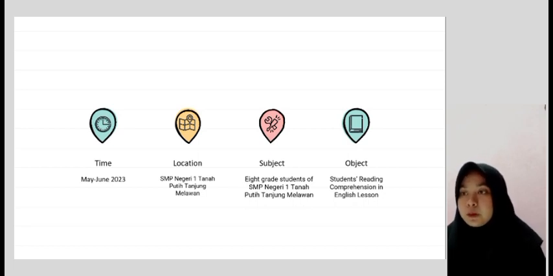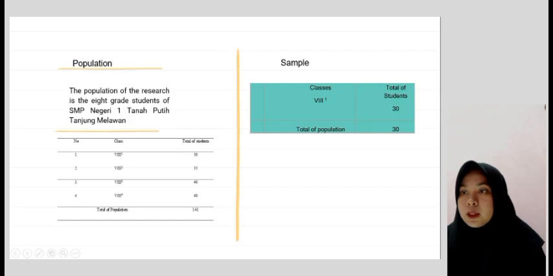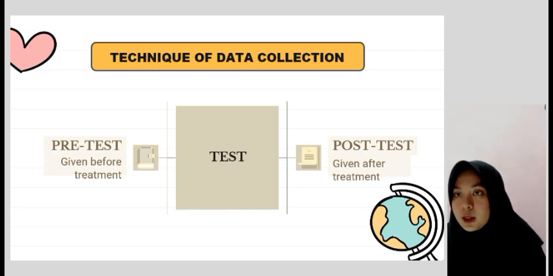in English lesson. The population of the research is the 8th grade student of SMPN 1 Tanah Putih, Tanjung Melawan, with the total of population 141. And the sample is from class 8-1. The total of the sample was 30 students.